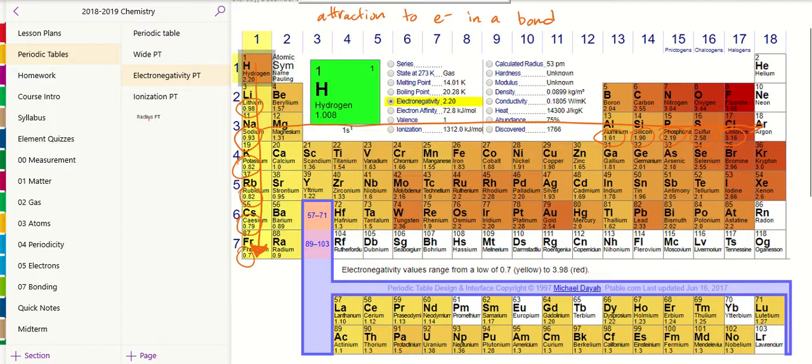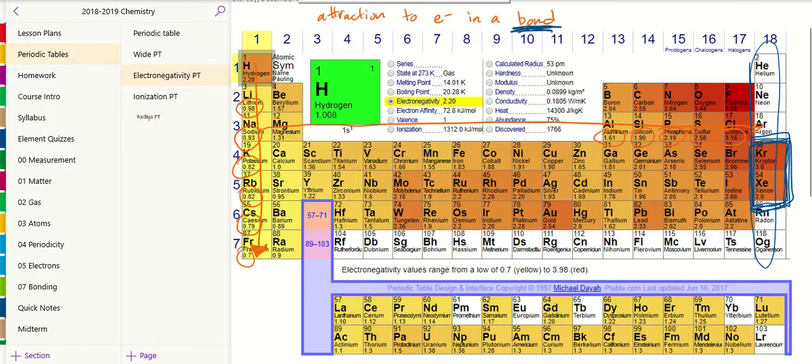Now tell me, why do your noble gases not have electronegativity? Well, look at the definition. Electronegativity is the attraction of electrons in a bond. Your noble gases typically don't form bonds. What does that mean about the two that have electronegativity? They can form bonds. Krypton and xenon will occasionally form bonds, so they do have electronegativity. Was that your question, Joel?